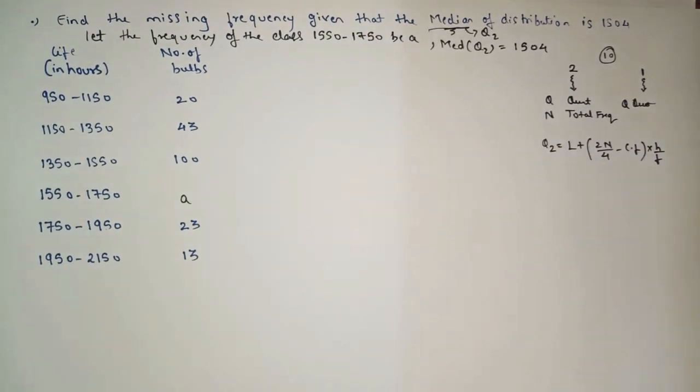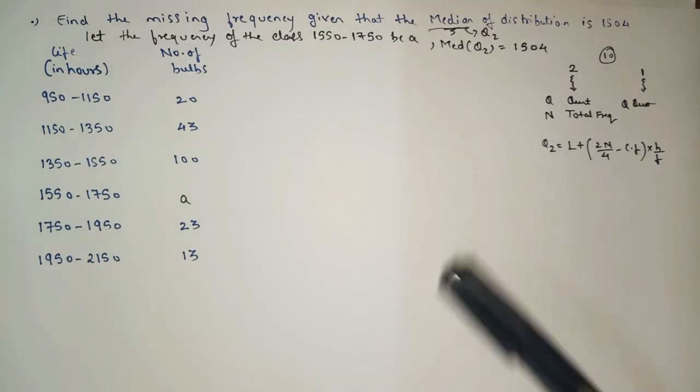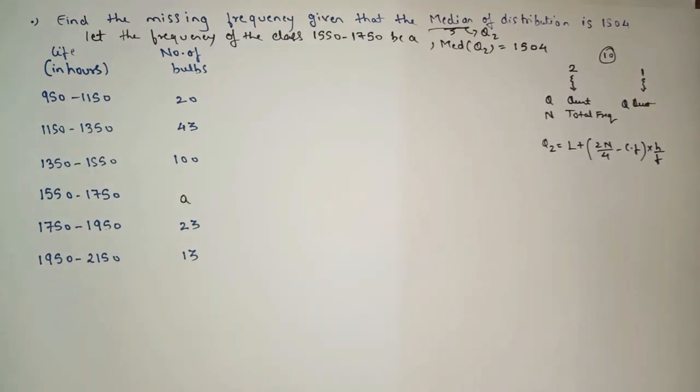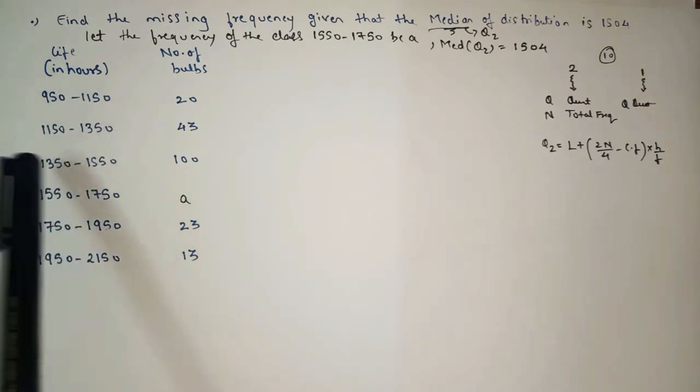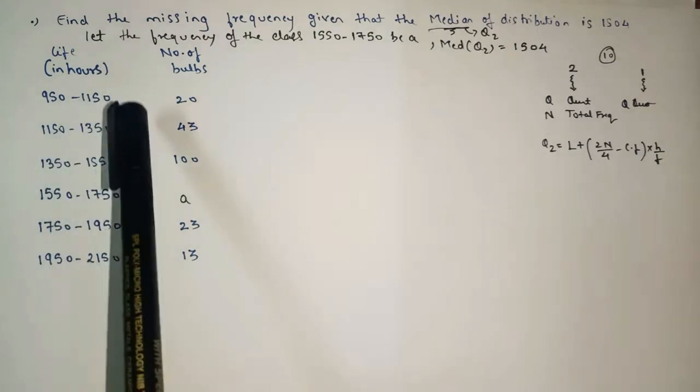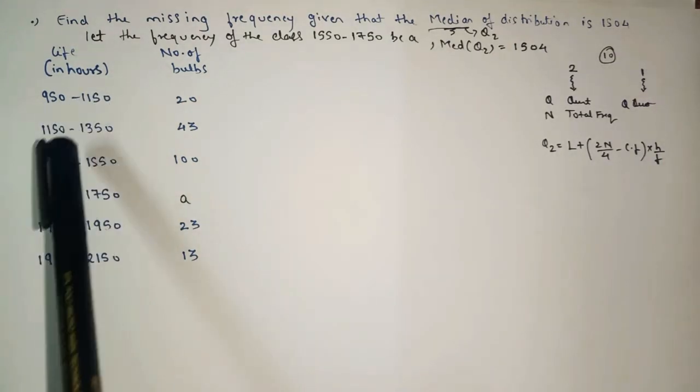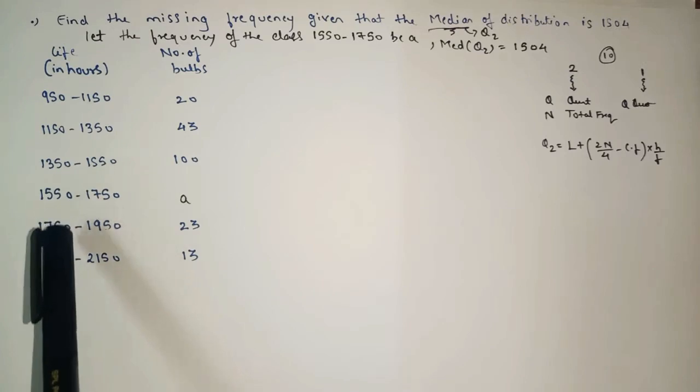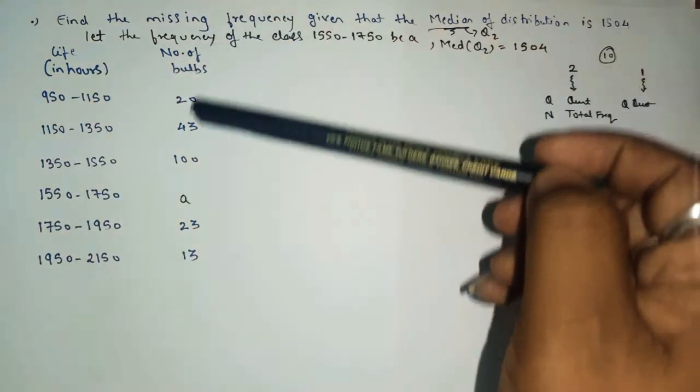Now first, as I told, whenever you have to find any quartiles, whether it is Q1, Q2, Q3, see to it that the class has to be continuous. First we'll check whether the class is continuous or not. Yes, by seeing the classes clearly we can see that the class is continuous. Yes or no?